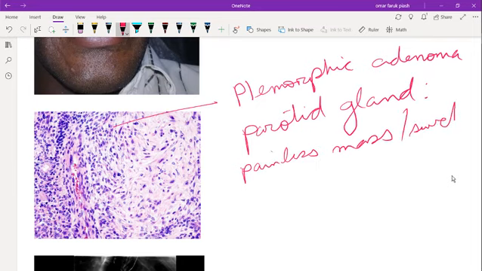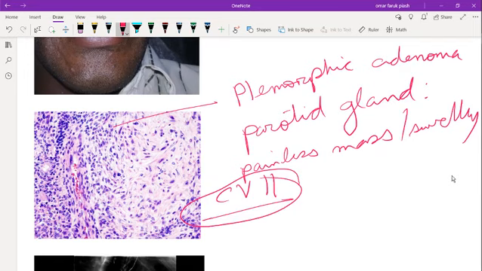And if it involves cranial nerve 7, then you should think that it has already metastasized, that is malignant involvement. When there is involvement of cranial nerve 7, it suggests malignant involvement. And the most common is pleomorphic adenoma. Pleomorphic adenoma is a benign mixed tumor.